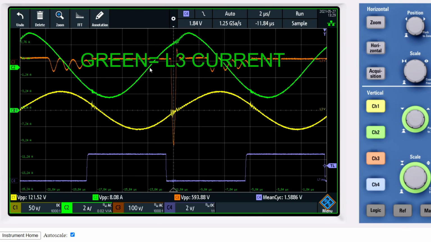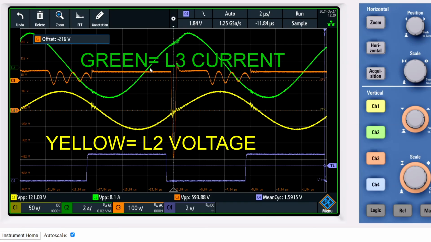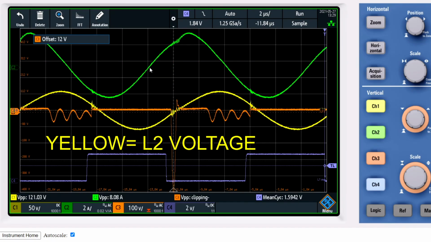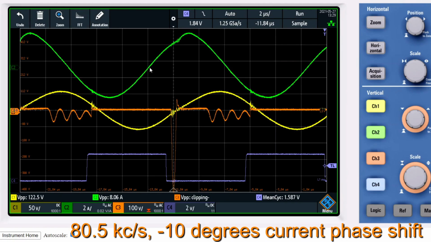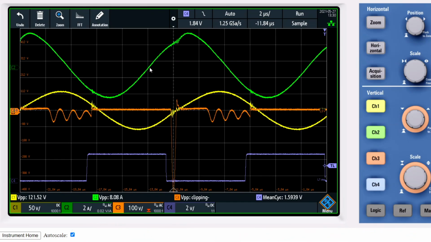As you can see now, I have tuned the impulse to the L2 voltage minimum. At that point, the L3 current is maximum. It looks like the L3 current is not maximum at the impulse, but actually it is a little bit amplified by the impulse. Furthermore, the current probe has a small phase shift. I'm now working at 80.5 kilocycles per second, and the phase shift of the current probe at 80 kilocycles is around minus 10 degrees. So the impulse is actually at the current maximum.